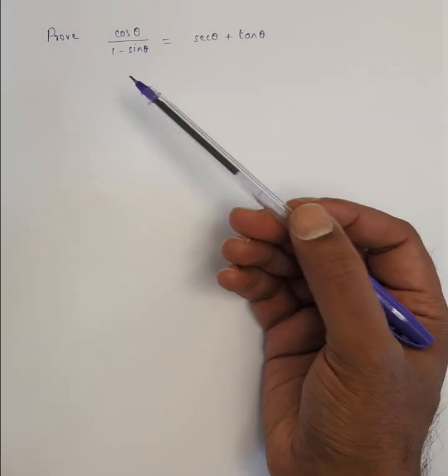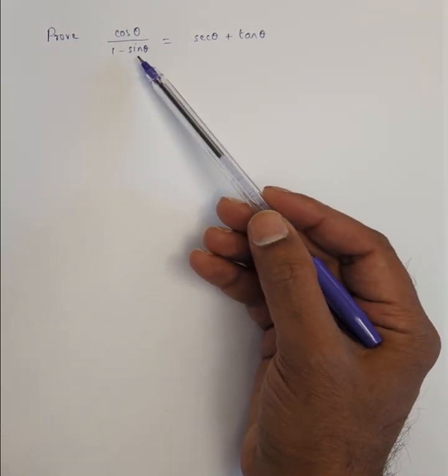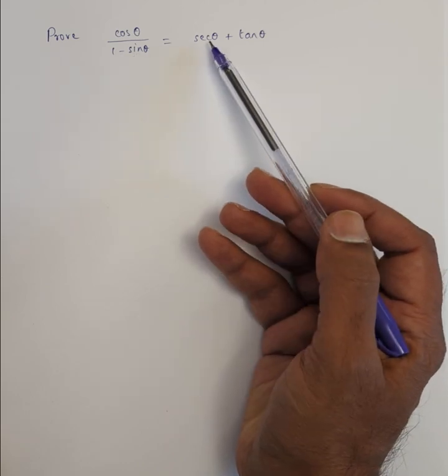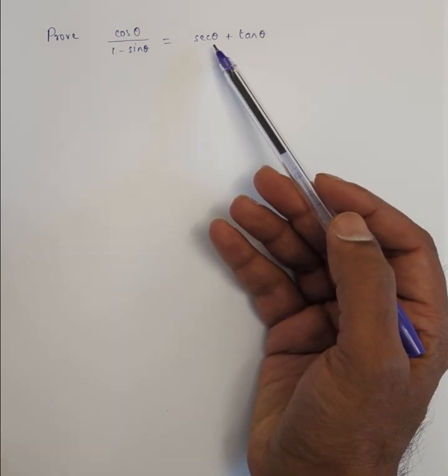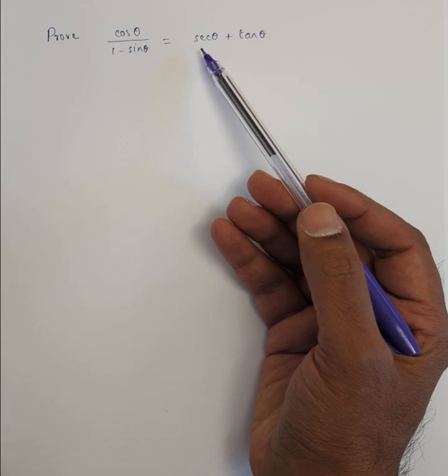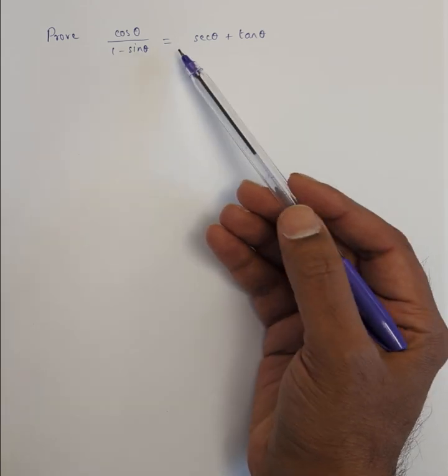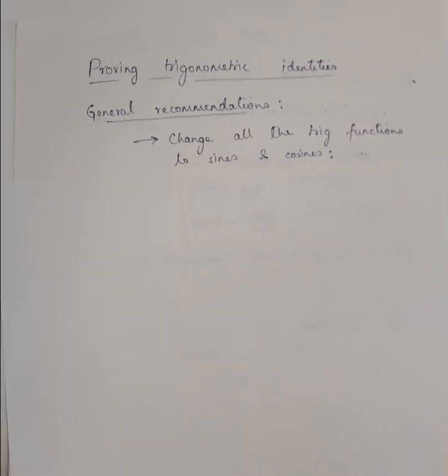We need to prove cos theta over 1 minus sine theta is equal to secant theta plus tan theta. Now, in proving any trigonometric identity, there are a few fundamental identities that we should already know. And here are the general guidelines, I would say.